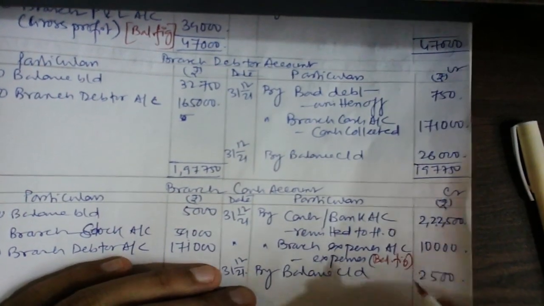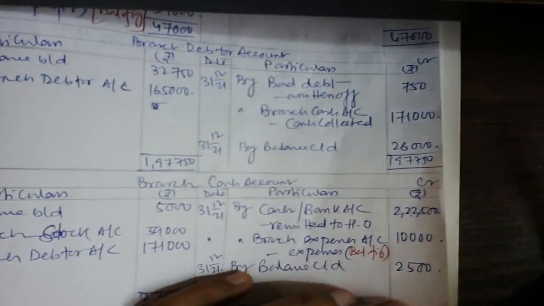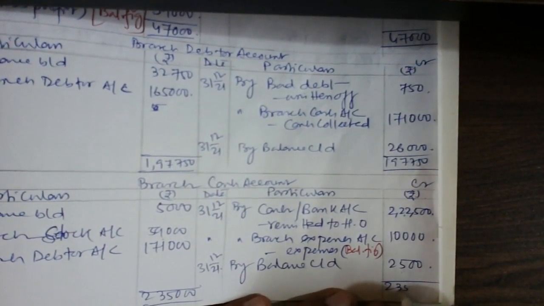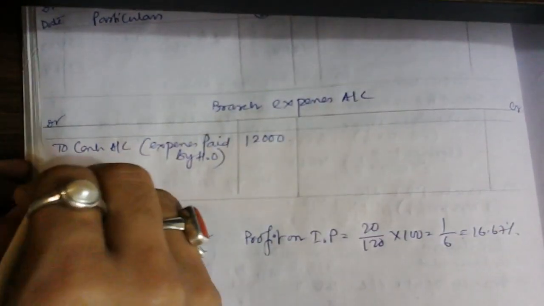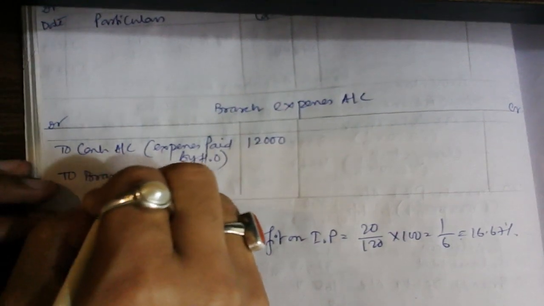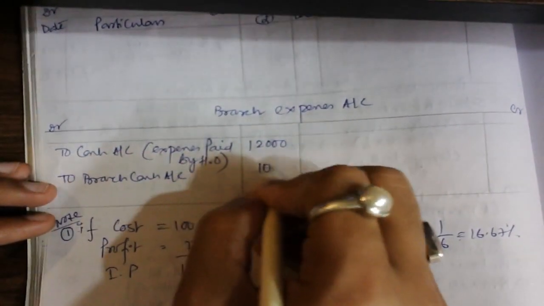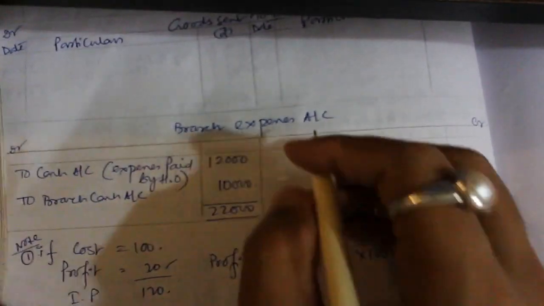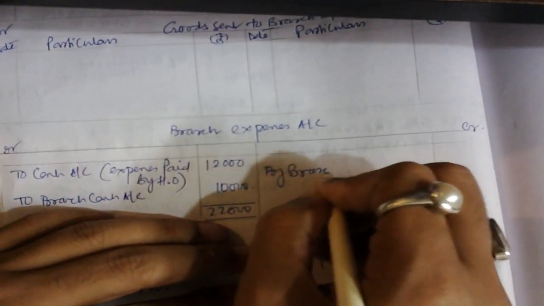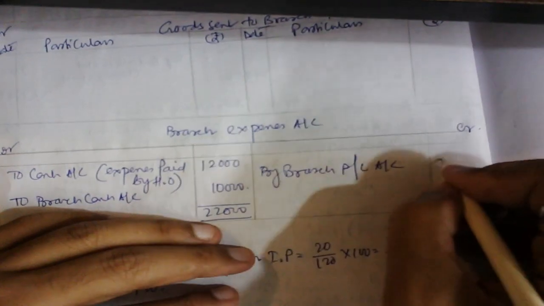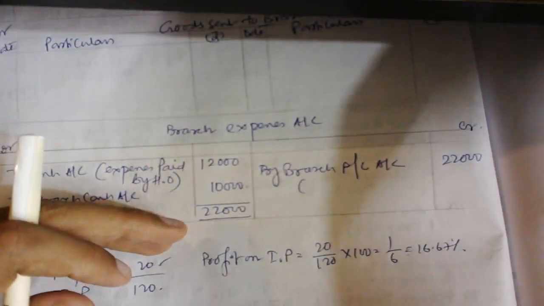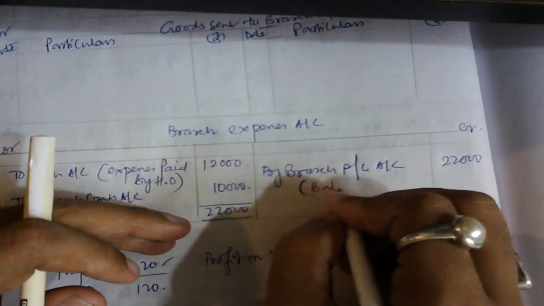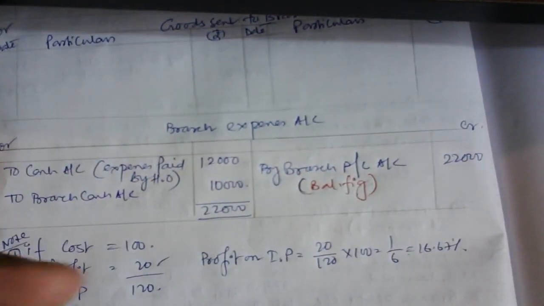Done, sir. Now what we need to do? These expenses should be transferred to where? These expenses, okay, should be transferred to the branch expense account. See, I am doing it very slowly, so that you can understand how I am going to roll back. So branch expenses, you can write to branch cash account. It will be 10,000, sir. So the total is 22,000. Any expenses should be transferred to where, sir? Should be transferred to the branch P&L account, correct? So branch profit and loss account. How much, sir? 22,000. It is nothing but the balancing figure.